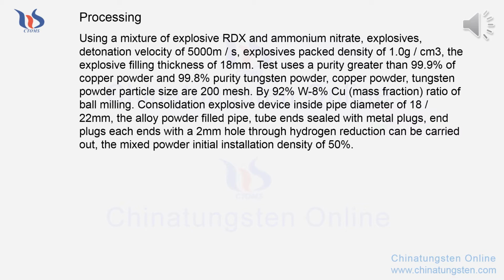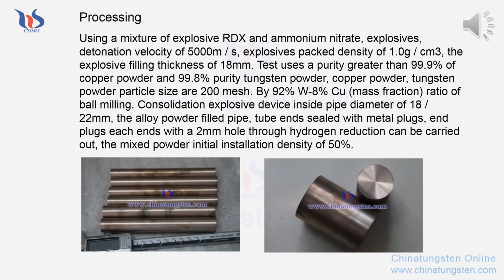The test uses copper powder with a purity greater than 99.9% and tungsten powder with 99.8% purity. The copper powder and tungsten powder particle sizes are both 200 mesh. The powders are ball milled at a mass fraction ratio of 92% tungsten and 8% copper.